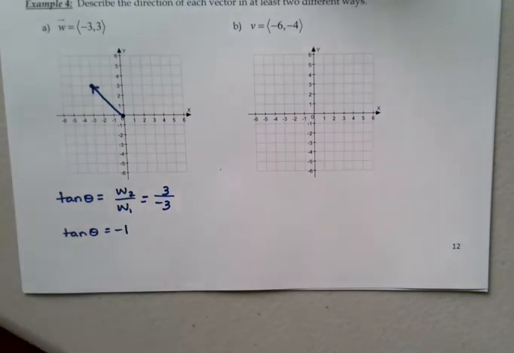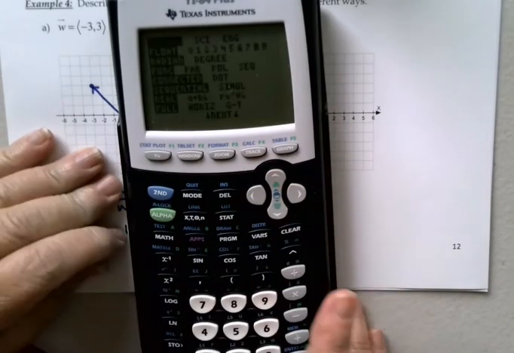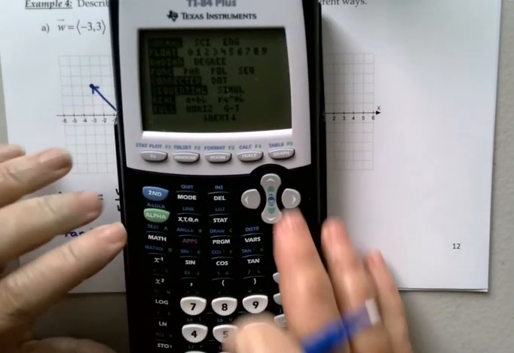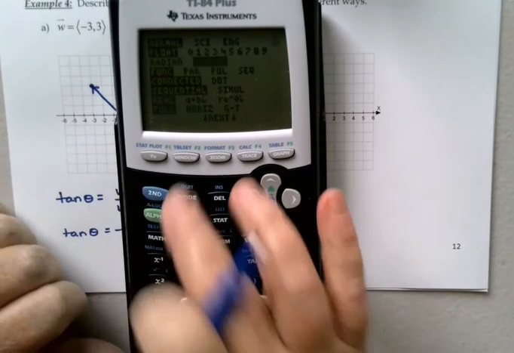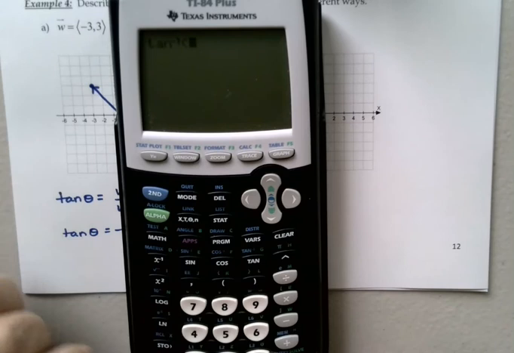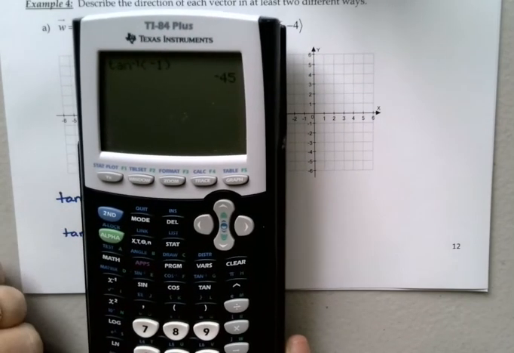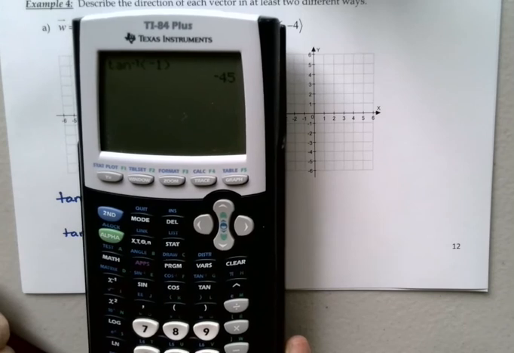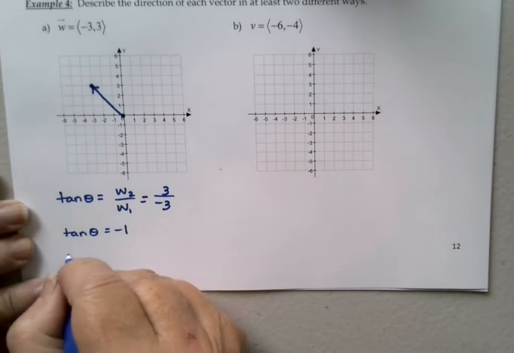Now, this is one that we can just either know or look up on a unit circle, but I want to point out to you that if I were to actually do this on a graphing device like a calculator here, right now I'm in radian mode. Let's just go to degree mode. And if I were to take the inverse tangent of negative 1, it's going to give me negative 45 degrees. This is what I mean by making sure you're situated in the correct quadrant.